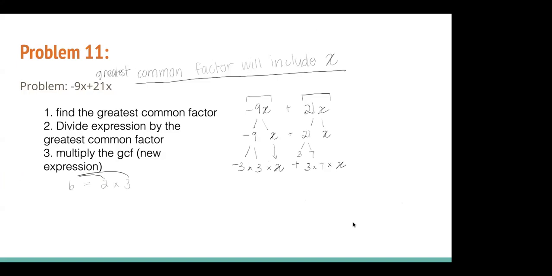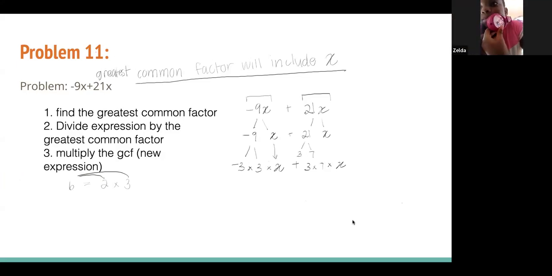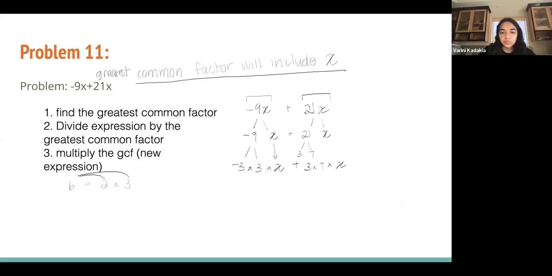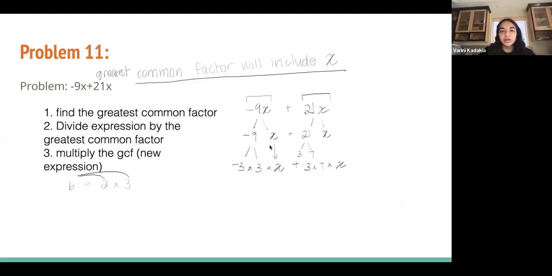Okay. So we have negative 9x and we have 21x. Please, is it like the factor tree? Okay. Yeah, it's basically like a huge factor tree.